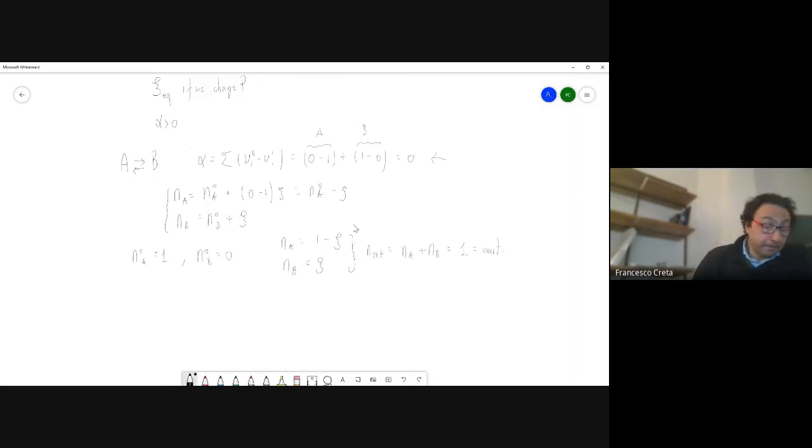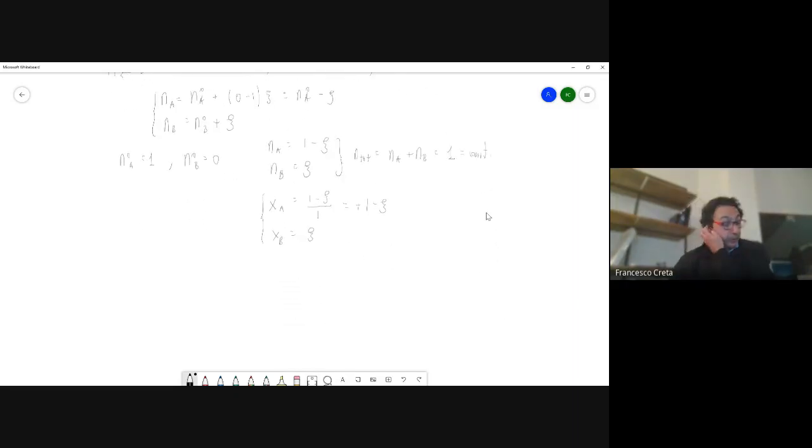We can also consider the mole fraction of A simply as the number of moles of A divided by the total number of moles. So the number of moles of A is 1 minus psi divided by the total number of moles. We just saw that this is equal to 1. So this is also the mole fraction. And the mole fraction of B is simply psi. Okay, so let's take a look at what happens to the equilibrium.